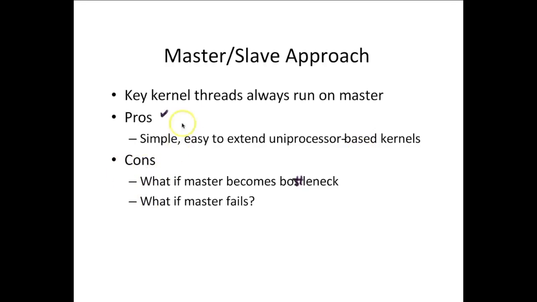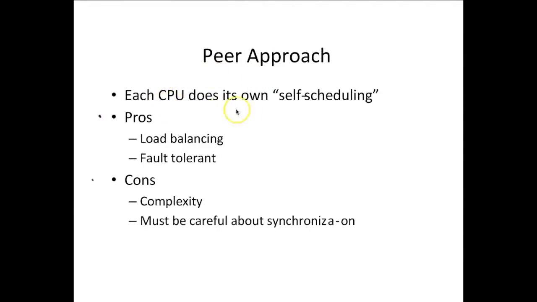Obviously, the downside of the master-slave approach is, what if all threads are making system calls? In other words, if there are bursts of requests for kernel service, then the master CPU can be the bottleneck. The second one is the kind of problem of any type of distributed system: what if the master fails? Because this is the focal point, if the master fails, then the entire system fails. That is the downside of the master-slave approach. In the peer-to-peer approach, each CPU does its own self-scheduling. And as I said, each CPU has its own queue.